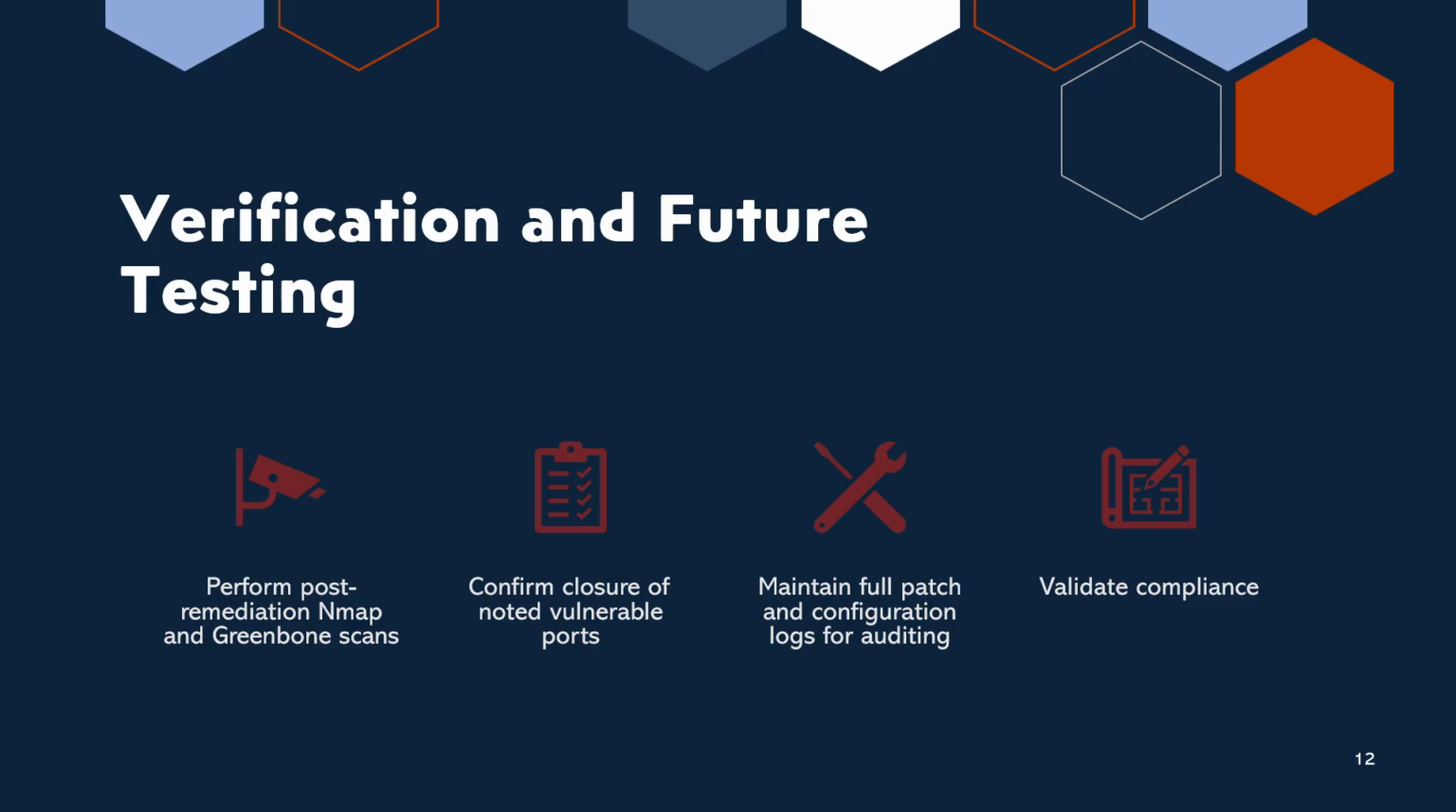So for verification and future testing, after remediation, verification is essential. We want to make sure the issues that we have found and analyzed, after we have gone in to fix them, are actually fixed. So I would rerun both Nmap and Greenbone scans to confirm that the vulnerable ports are closed and that the CVEs no longer appear. Patch and configuration logs should be stored for auditing purposes and show exactly what changed and when. And finally, compliance should be validated against security policy to ensure the fixes meet standards and remain effective over time. This step closes the loop on the vulnerability management process.